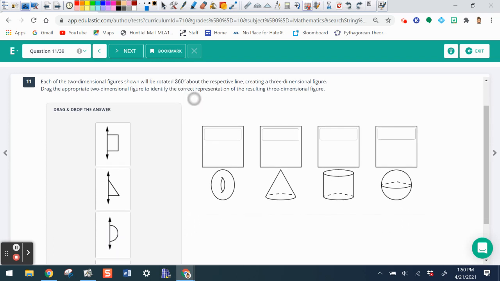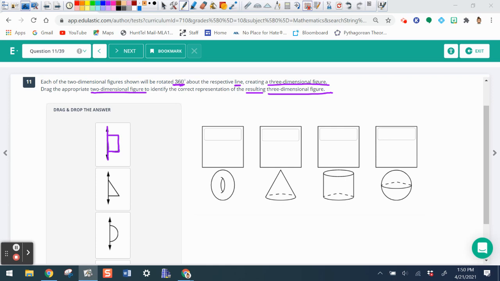So number 11 says each of the two-dimensional figures shown will be rotated 360 degrees about the respective line. So we're rotating a full circle, if you will, creating a three-dimensional figure. And it says drag the appropriate two-dimensional figure to identify the correct representation of the resulting three-dimensional figure. So for example, on this first one, we're going to take a rectangle and rotate it around this line to create a three-dimensional shape.